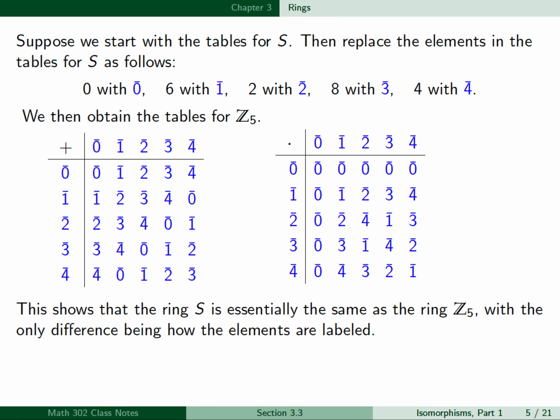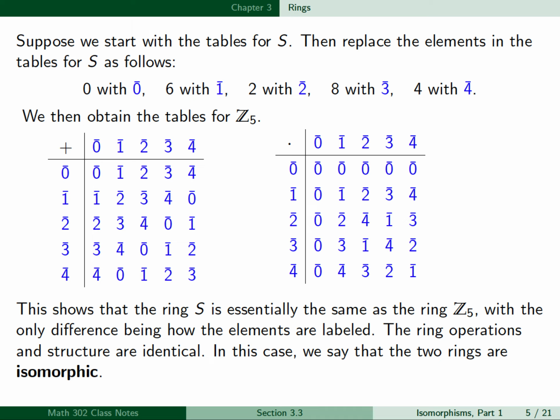This shows that the ring S is essentially the same as the ring Z5, with the only difference being how the elements are labeled. The ring operations and structure are essentially identical. In this case, we say that the two rings are isomorphic.